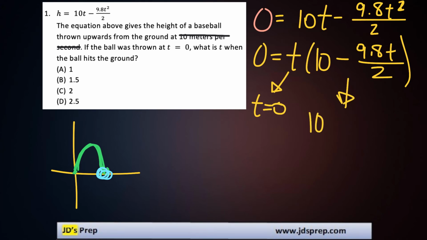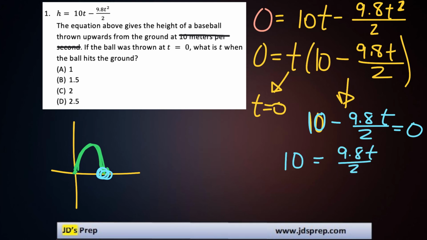So if we set 10 minus 9.8t over 2 equal to 0, what is t? If I move that fraction over to the other side, we would then have 10 equals 9.8t over 2. We could then get rid of this fraction by multiplying both sides by 2, and we would have 20 equals 9.8t.